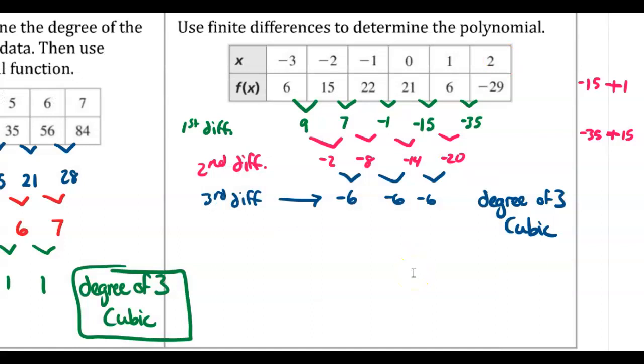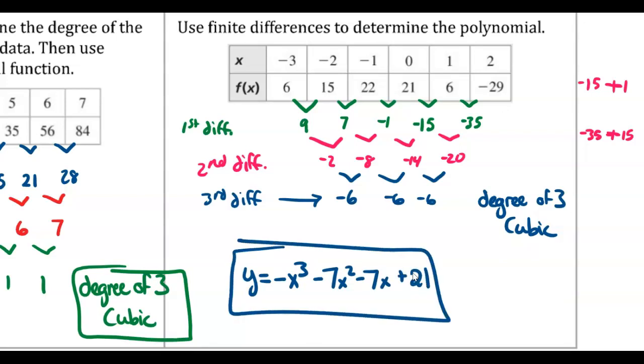Okay, so let's see if we can write it. So it was Y equals, A was -1, and it's in front of x cubed. So I'm going to put -x cubed. B was -7, and it was in front of x squared. C was -7, it was in front of x. And D was 21, which is the constant in this case. And there's my equation.